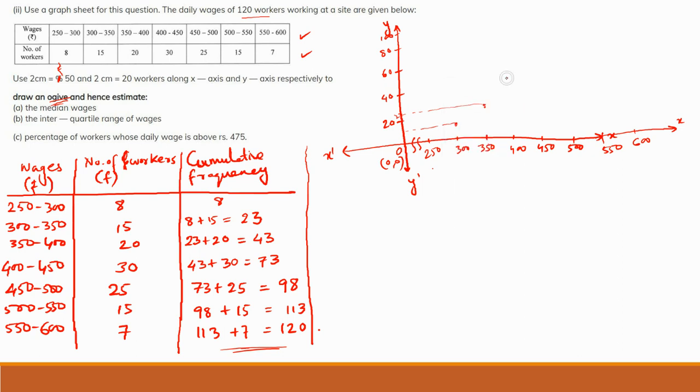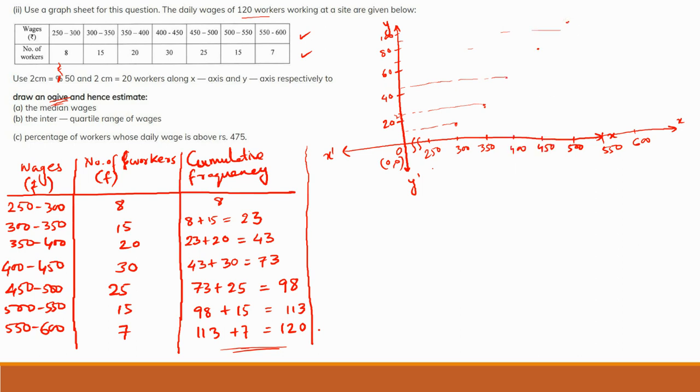In case you guys have a problem understanding this, please let me know. I will buy a graph sheet and I will do it on a graph sheet. Okay, 43. Then 400 to 450 is 73. 70 will be middle of 60 and 70, and 73 will be somewhere here. So the point will be here. 450 to 500 is 98, so it will be somewhere here. This is 90. 98 will be somewhere near 100.